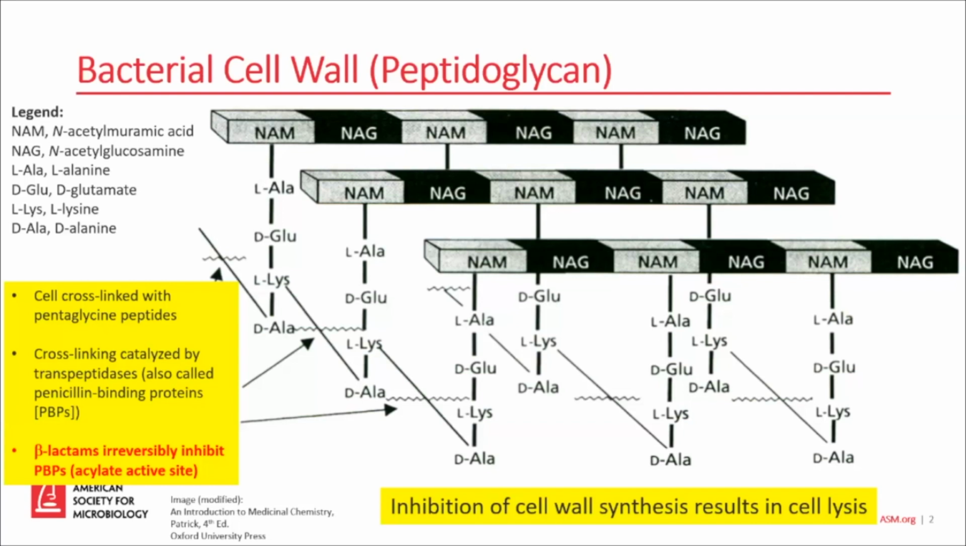The bacterial cell wall is cross-linked together by enzymes that are known as transpeptidases. Transpeptidases are the specific target of beta-lactams, and for that reason, they are also known as penicillin binding proteins. Beta-lactams bind to and irreversibly inhibit penicillin binding proteins such that the cell wall cannot be synthesized. Inhibition of cell wall synthesis results in cell lysis and death.